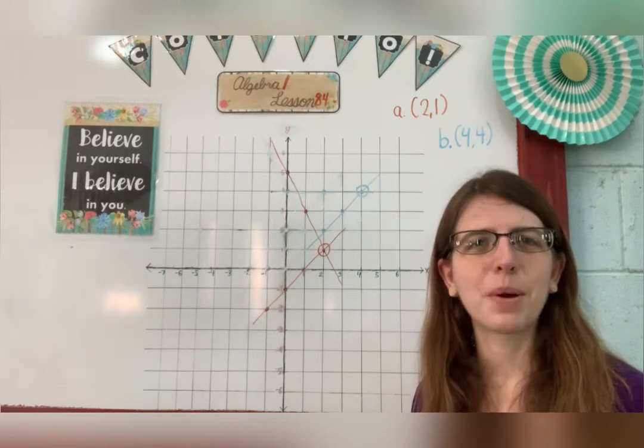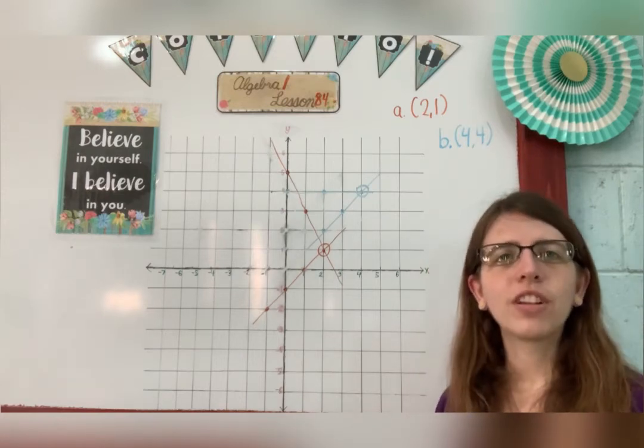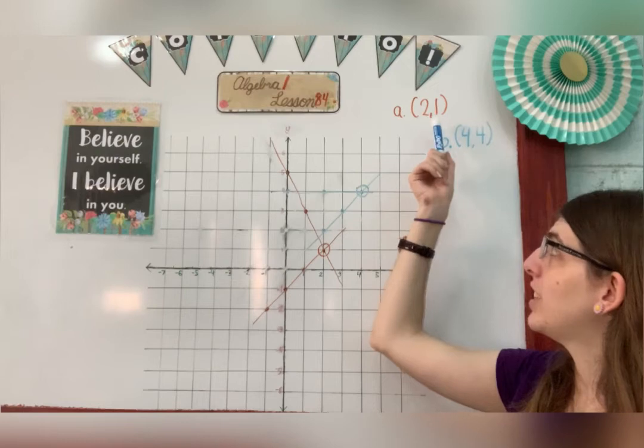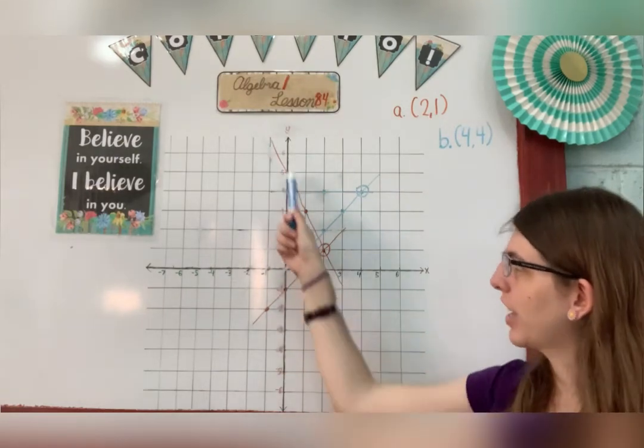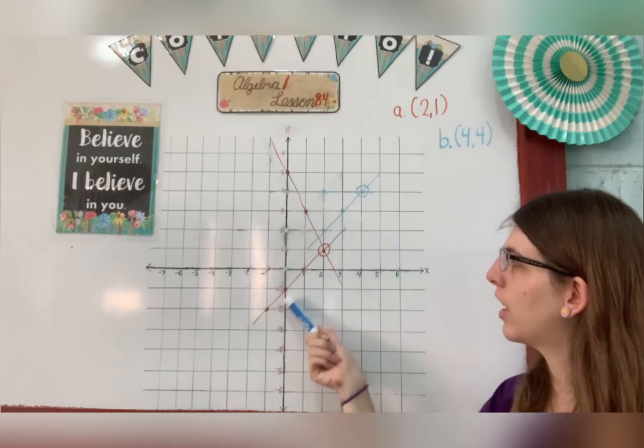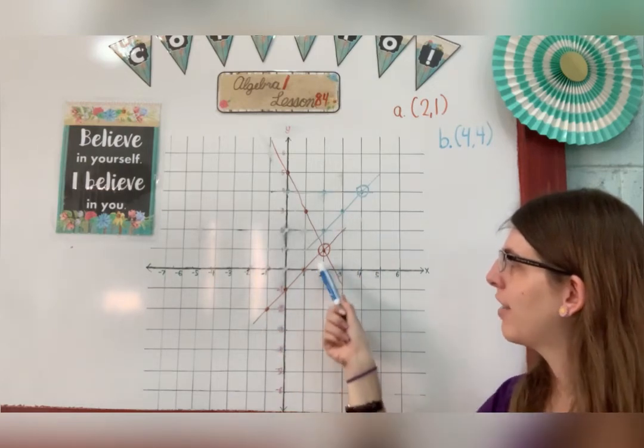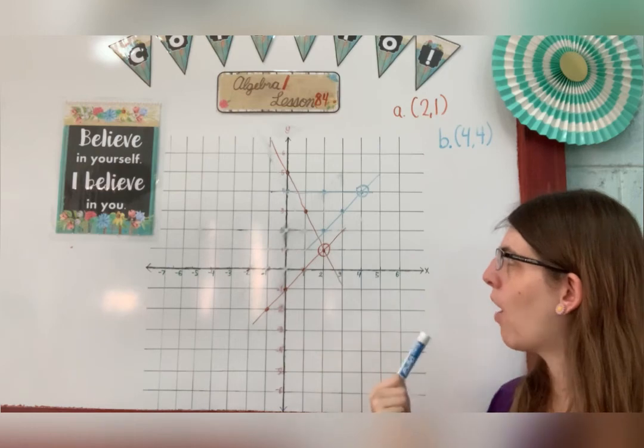Okay, you should be back from your practice now. So for letter A, the solution is (2, 1). So your second graph should have looked like this, and your first graph of your equation should look like this. They intersect at the point (2, 1).